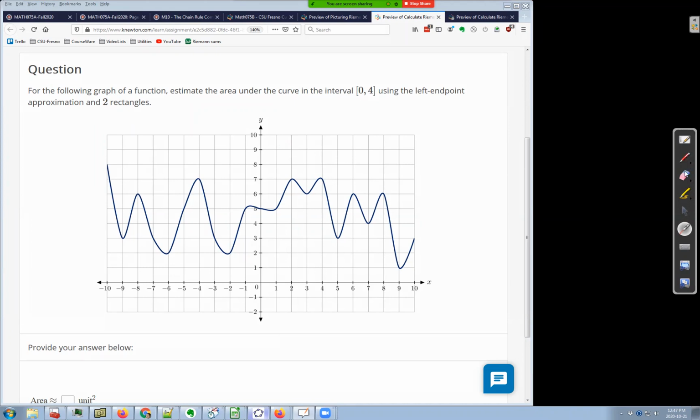Okay, so how am I going to do this? It wants the interval from 0 to 4. So I'm going to sort of chop things off here. I only care about what's happening between there and there.